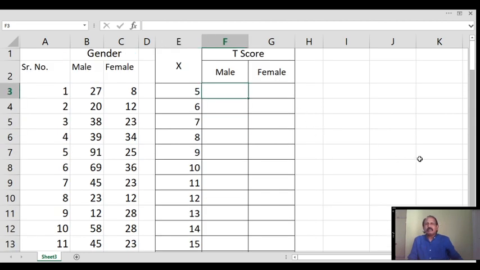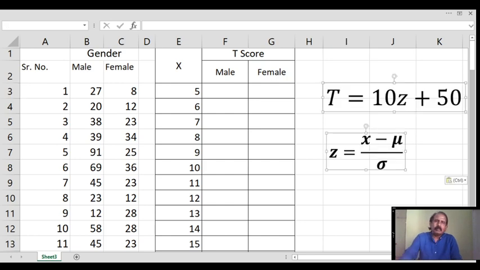Now, first of all, we find the T-score for X equals to 5 for male. And friends, there is no special function to find out T-score for X in Excel. For that, we have to convert the statistical formula of T into Excel form.